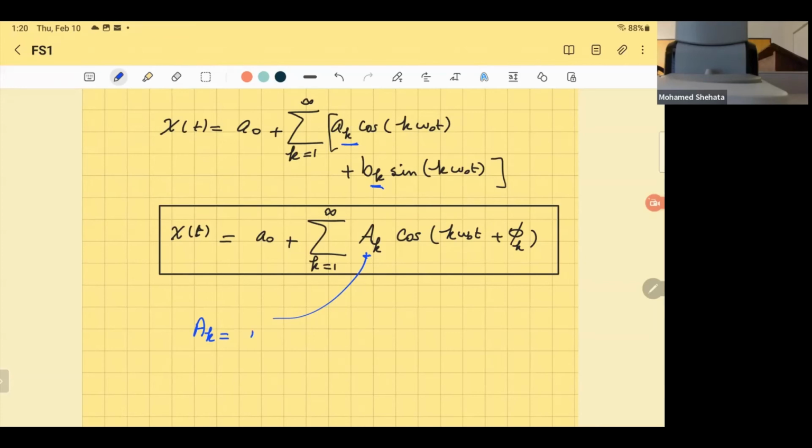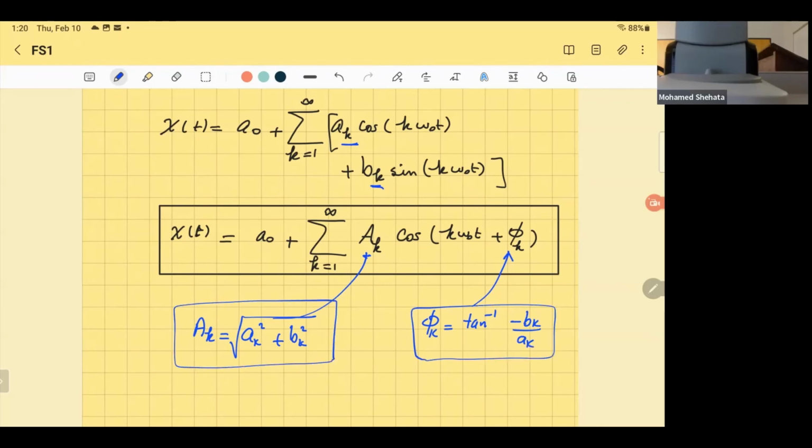So A_k equals the square root of a_k squared plus b_k squared, because sine and cosine are 90 degrees apart. So how do we find the angle phi? Phi_k will be equal to tan inverse of minus b_k over a_k. So these are the two formulas to make it general.